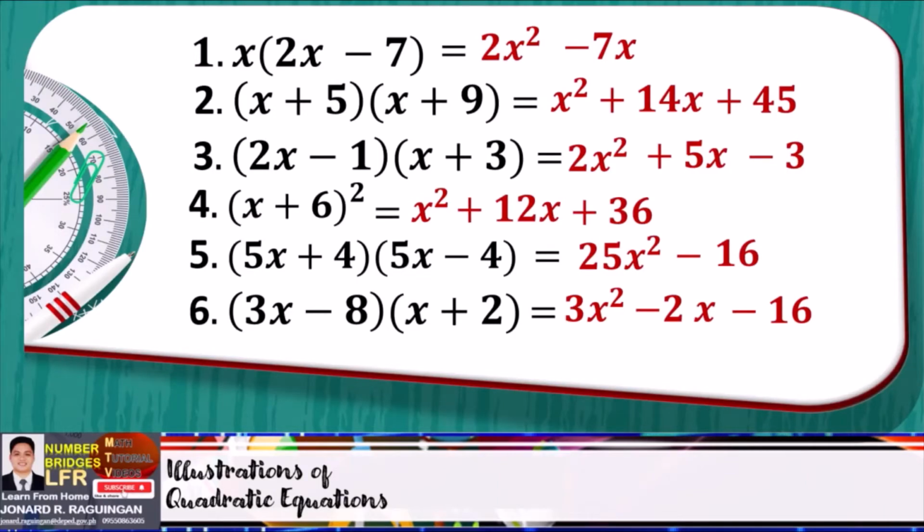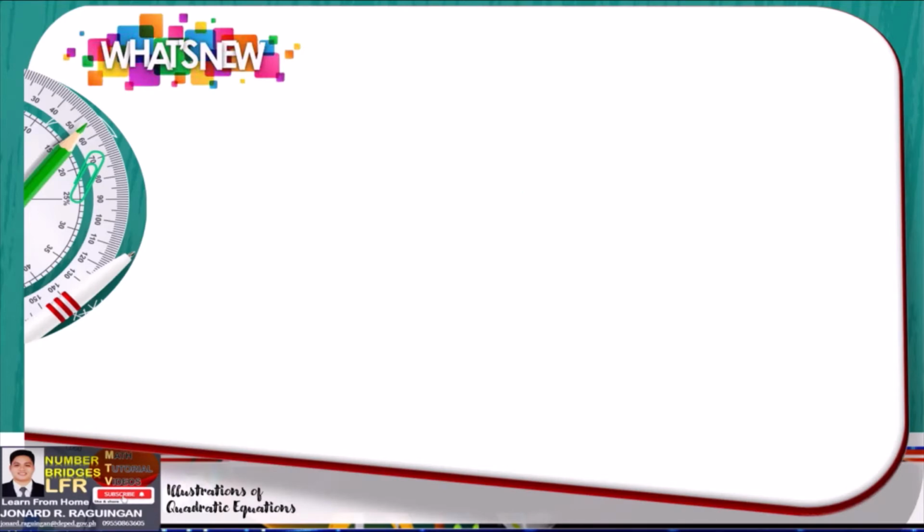How will you describe the products obtained? Very good! They are all polynomials. What is the degree of each product? Excellent! They are all polynomials of degree 2. There are situations that represent other functions that are equally important as linear functions.